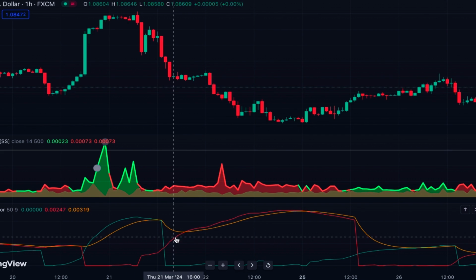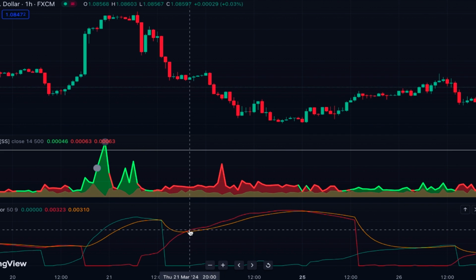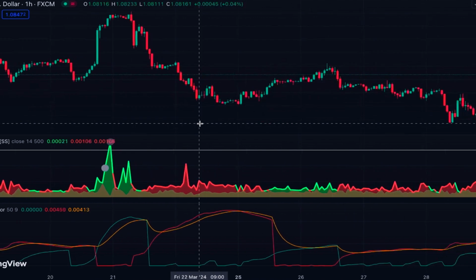A lower risk trade entry would be here, where the red line crosses above the orange line, which shows that the price is in a downtrend, and you can see how the price declined after that.